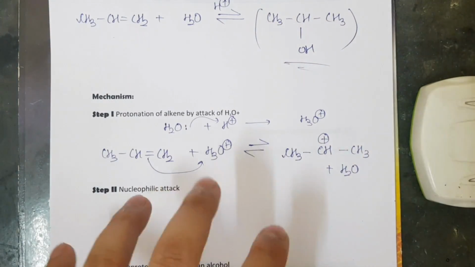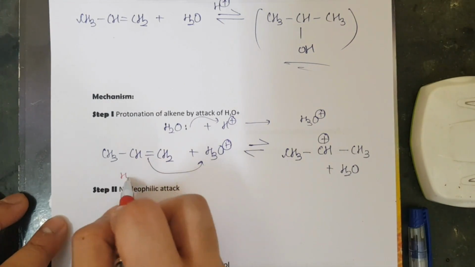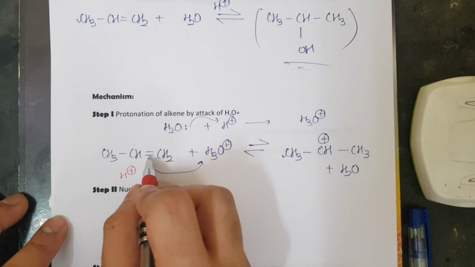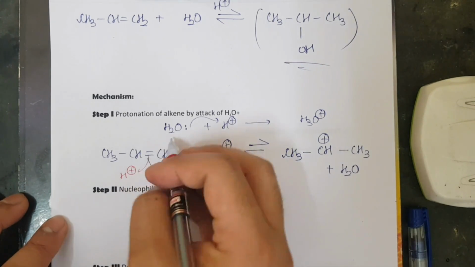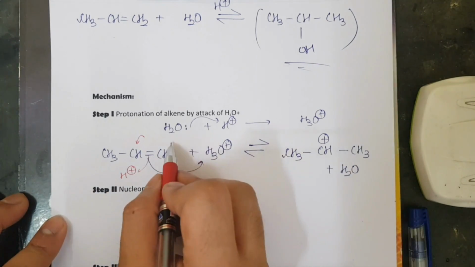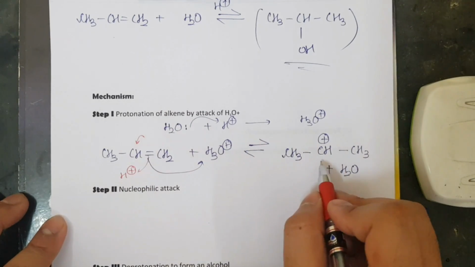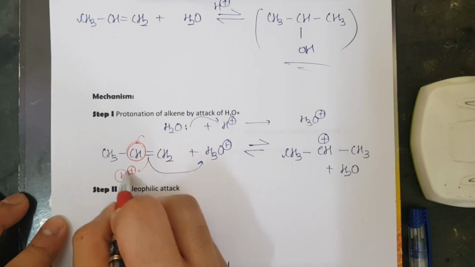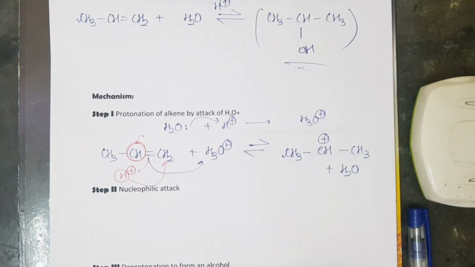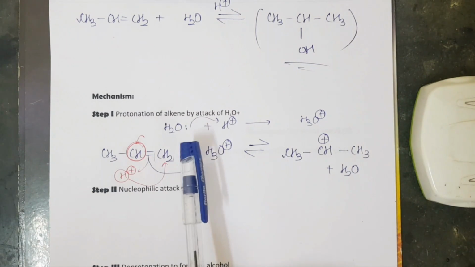Basically क्या हुआ है? H plus ने reaction किया. H plus has done the reaction. This would react with the H plus because this is electron rich. So what would happen? Plus charge would go to the more stable secondary carbon instead of the primary carbon. So plus charge को मैंने secondary carbon पे दे दिया and H would go to the primary carbon, giving me the formation of CH3. So the first step is done, that is the protonation.